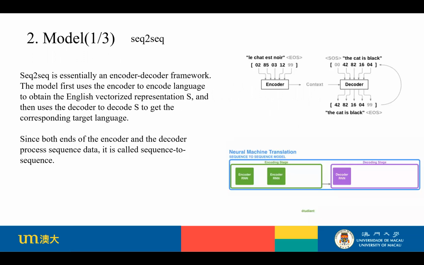And this is the model part. On the right side is the encoder-decoder framework. The encoder will encode the text into a vector, and then the decoder will decode the vector into the target language.